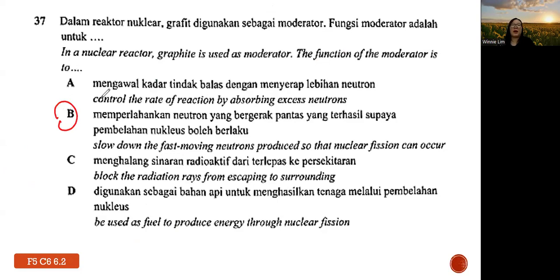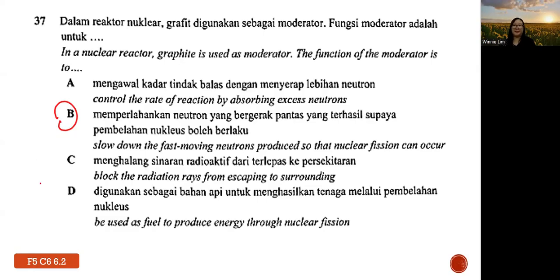Control the rate of reaction by absorbing, that one is called control rod. So it's nothing to do with moderator. Block the radiation, also not the idea. The one that can prevent leakage is the lead or concrete. The fuel is actually the uranium.